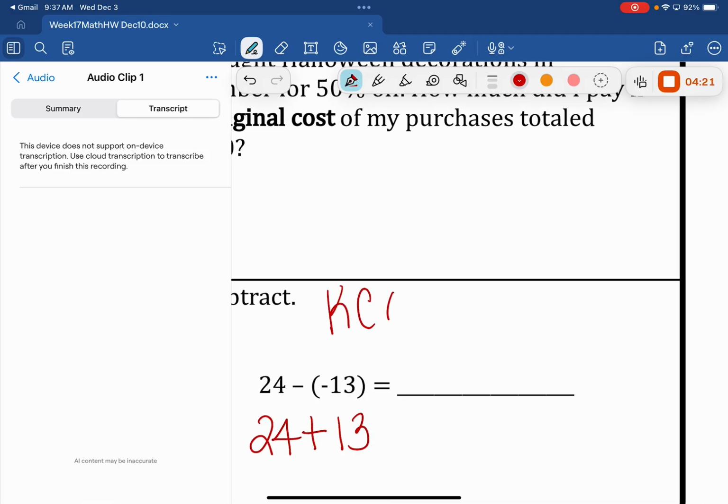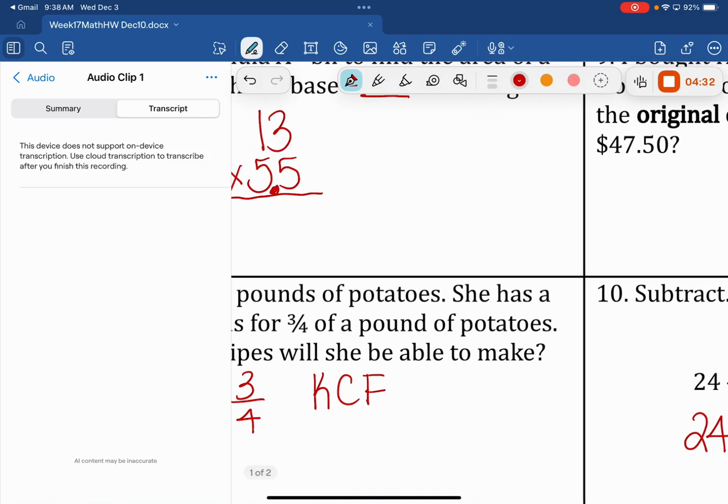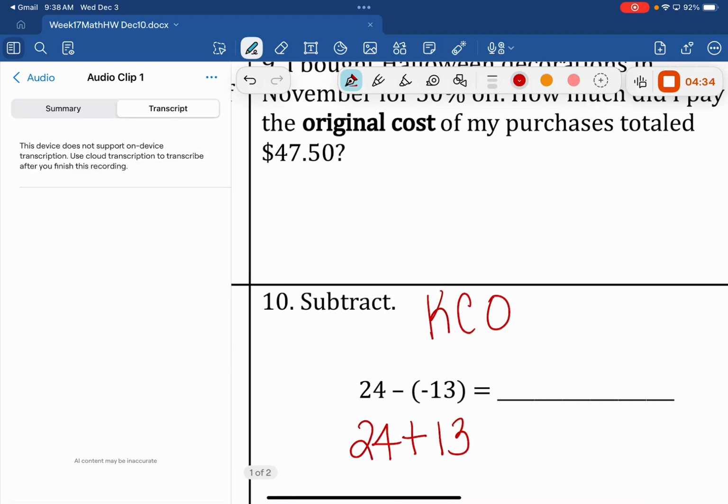Wait. Yes. For number 5, are we going to have to find the greatest common factor? No, because when you're multiplying fractions, you just multiply across. You don't have to find a common denominator. Is that what you were asking?